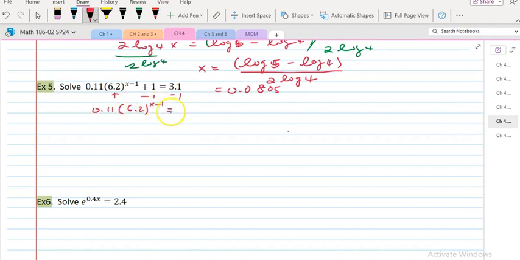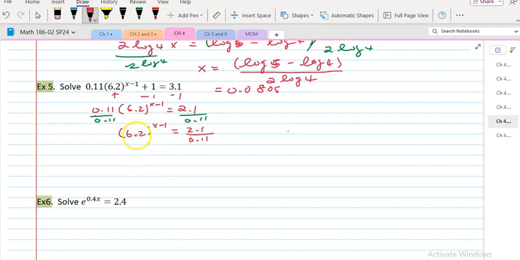X minus 1 equal to 2.1. So I still need to clean up the 0.11, dividing by 0.11. Okay, it will be 6.2 to the power x minus 1 is equal to 2.1 over 0.11. Don't put it in the calculator yet because you might do rounding.